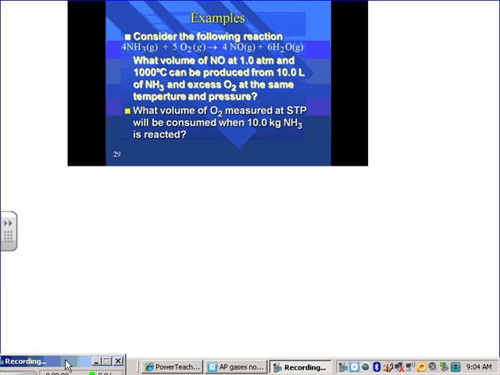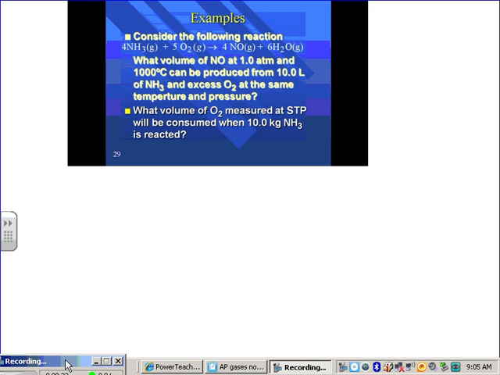Okay, so the second question on the page, we're referring to the same reaction. What volume of O2 measured at STP will be consumed when 10 kilograms of ammonia is reacted? There's a few things that we need to be aware of here. First off, it's at STP, so it's not necessary to use the ideal gas law for this problem.